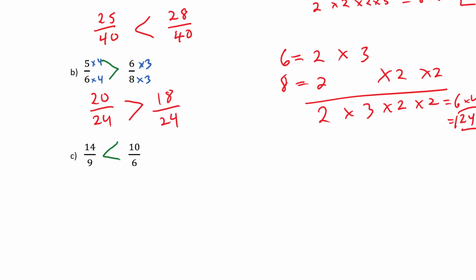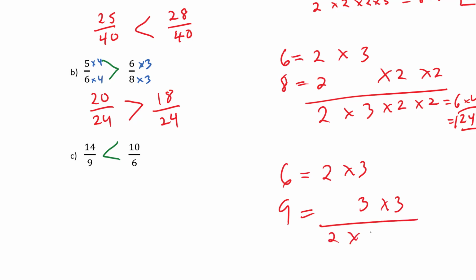Last question of the day. 9 and 6. Actually, I said I always write the big number on top. 2 times 3, 3 times 3. Bring those down. 2 times 3 times 3, which is what? 2 times 9, which is 18. 18 is the lowest common multiple, so 18 is going to be the lowest common denominator.